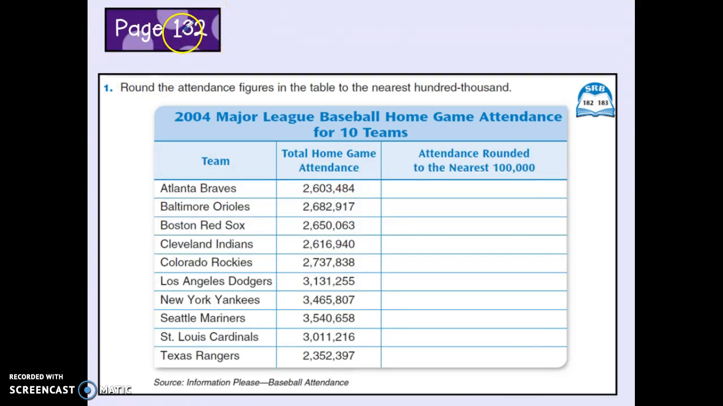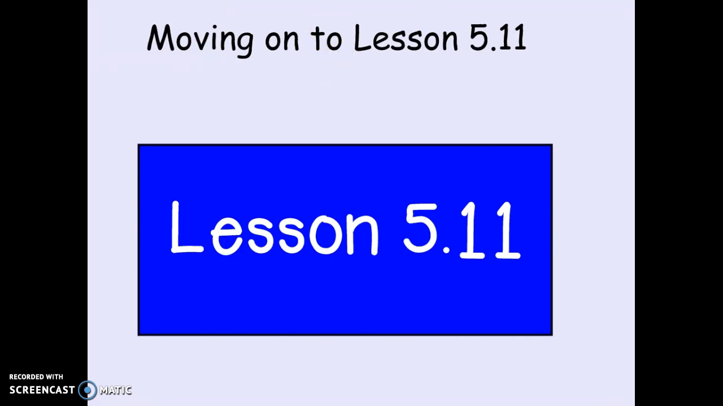First seat work page today is page 132, and what you're going to be doing is using this data to round to the nearest 100,000. So you always want to look at the number in the 100,000 spot, and use the digits behind it to decide how you're going to round. So if I have 2,603,000, well, here's my 6 in the 100,000 spot. Well, I see a 0. A 0 would mean that I don't round up, so this one would be 2 million, sorry, this is hard to write, 600,000. And I want you to go through and do the rest on this page. After you've finished, we're going to move on to lesson 511.